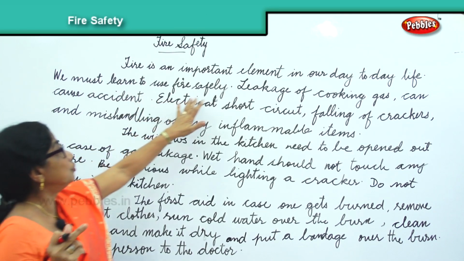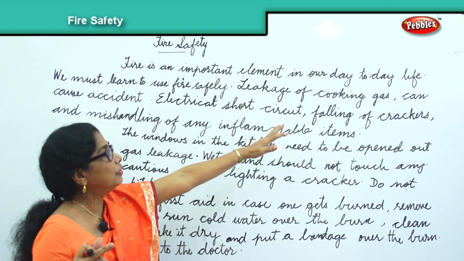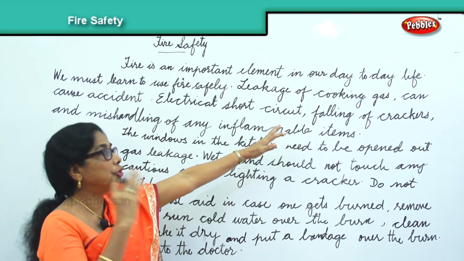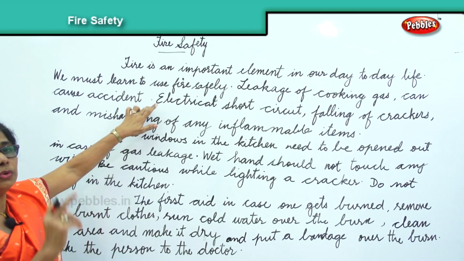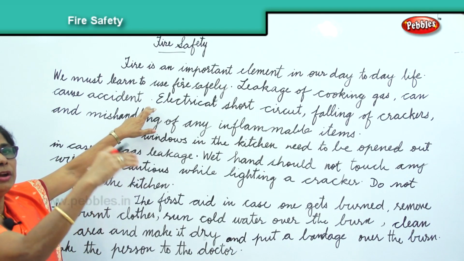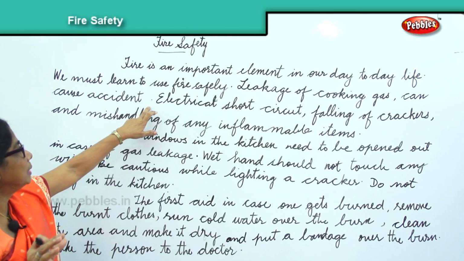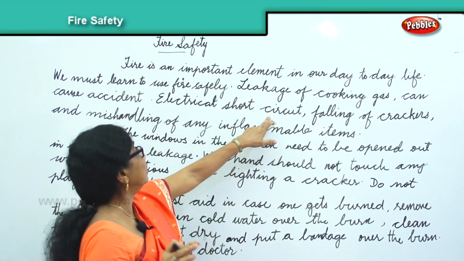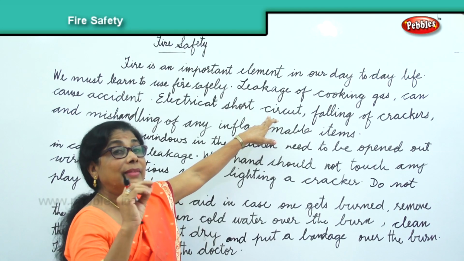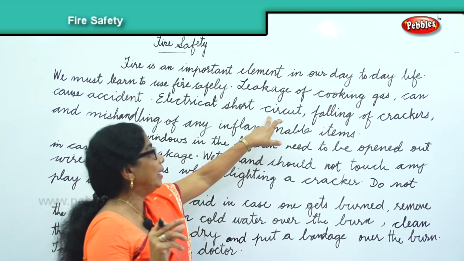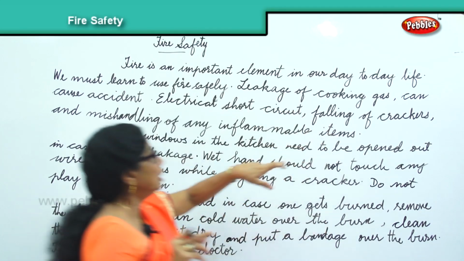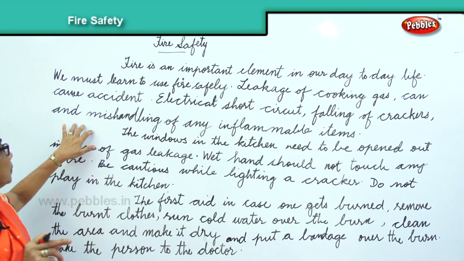We must learn to use fire safely. How? Leakage of cooking gas. What must we do? Children should not play there. They can cause an accident, so be careful. But if there is a leakage, you open up the windows. Electrical and short circuit. If there's a short circuit, you see something bursting, don't go and touch it with a wet hand. Falling of crackers on people or clothes.